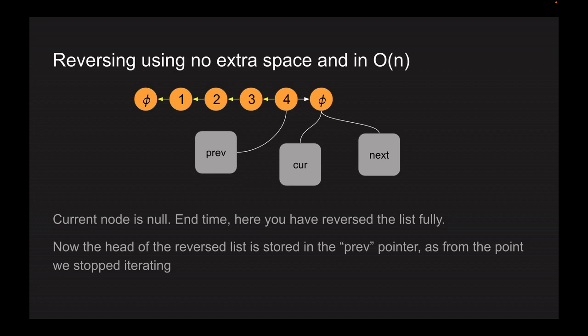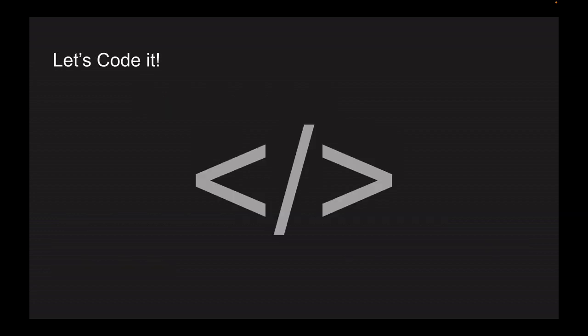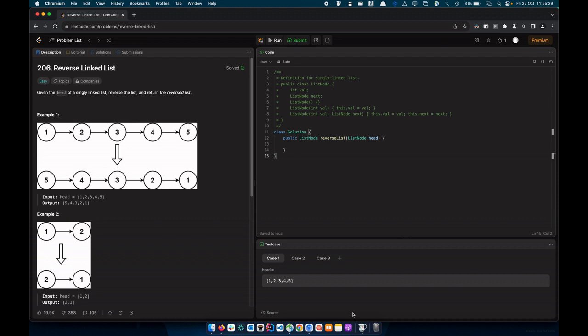Let's code this as well and see how our logic works within the code. Hi, welcome everyone back again within the coding session. So I would like to present over here how we can reverse a singly linked list using O(1) space and O(n) time.